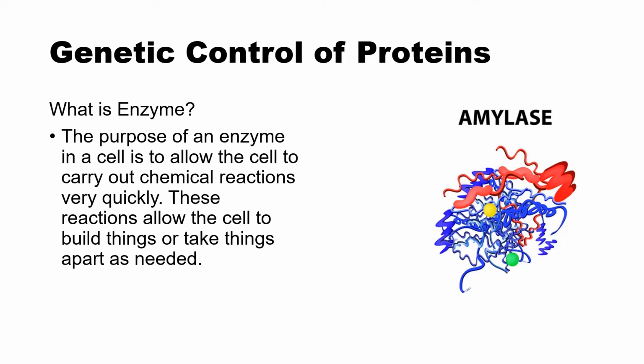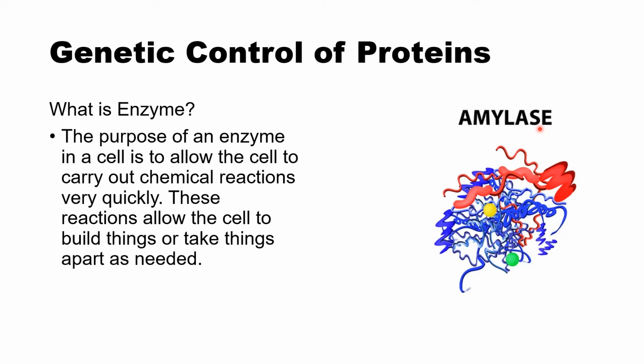So, ano nga ba yung enzyme na tinatawag? The purpose of an enzyme in a cell is to allow the cell to carry out chemical reactions very quickly. These reactions allow the cell to build things or take things apart as needed. An example of an enzyme is amylase. Most of the enzymes are named, and the end of the name of an enzyme usually ends with ASE.